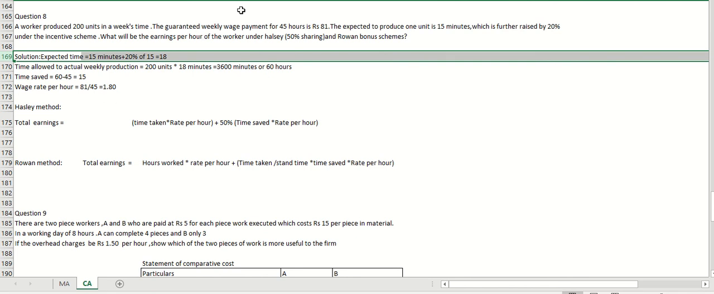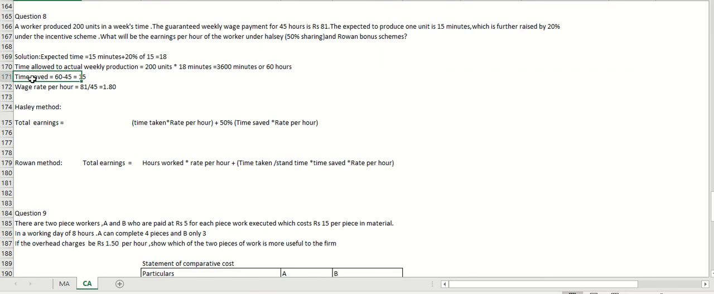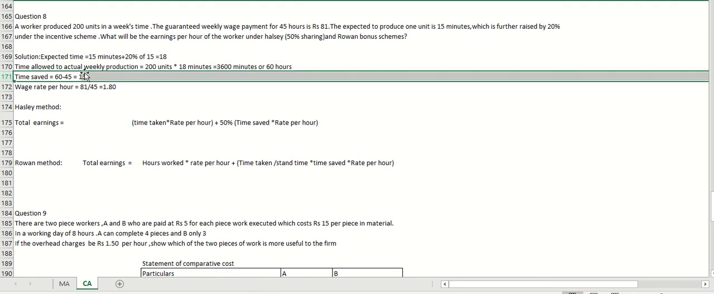Since everything is weekly, we are supposed to calculate this also weekly. So we get 60 hours, which is nothing but our standard time. So time saved is 60 hours minus 45 hours, which is standard time minus time taken. So 15 hours is your time saved.